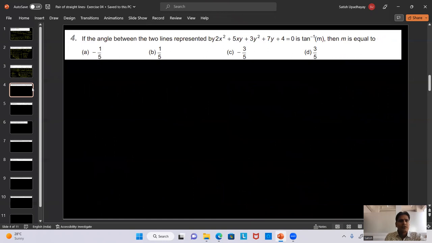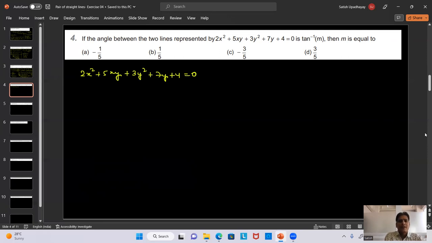Now let's take the next question. Question number 4. If the angle between two lines represented by this equation is tan inverse M, then we have to find the value of M. Okay, so this is 2x square plus 5xy plus 3y square plus 7y plus 4 equal to 0.